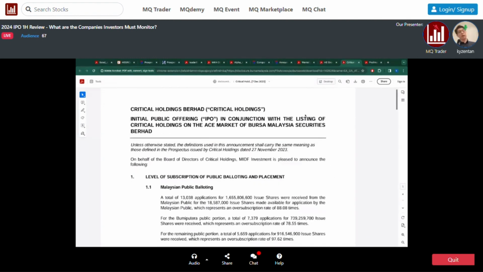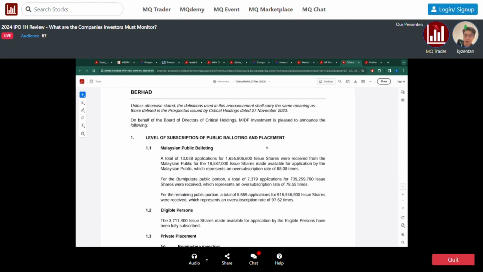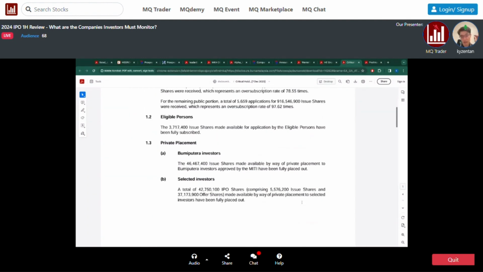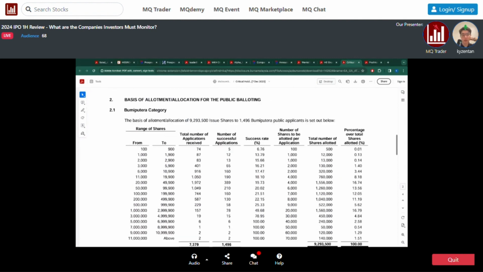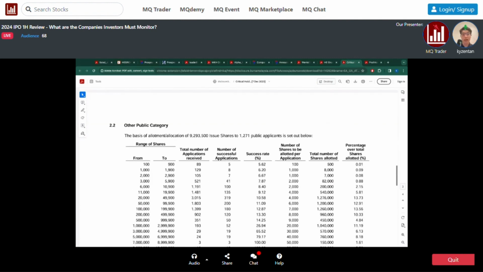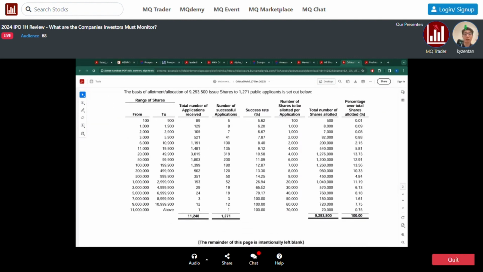Okay, this is Critical Holdings. Normally after a company goes IPO, they will have an announcement that tells you how many times it is oversubscribed, right? For Critical, it's quite crazy actually. For public, 88 times. So for the public portion specifically, 97 times. Quite crazy in my opinion. Okay, so you can actually benchmark the success rate.